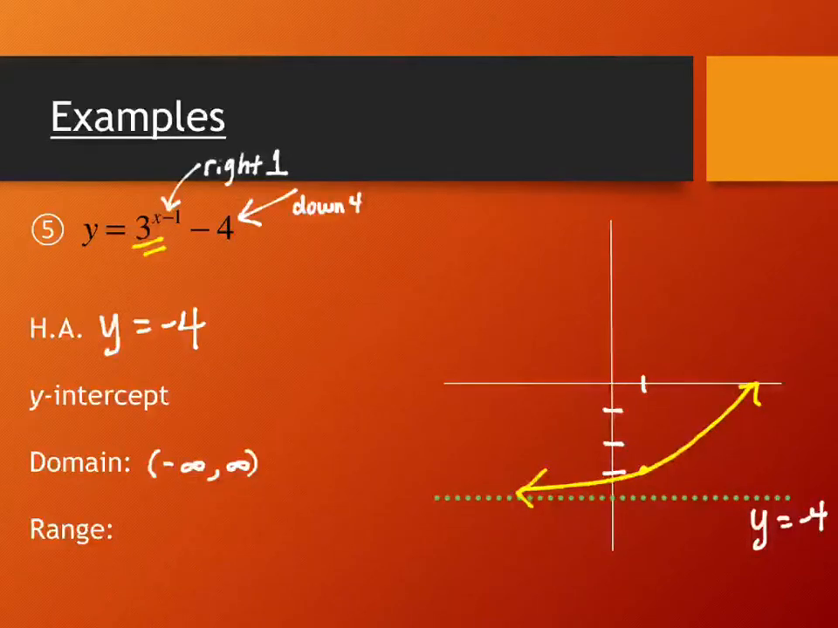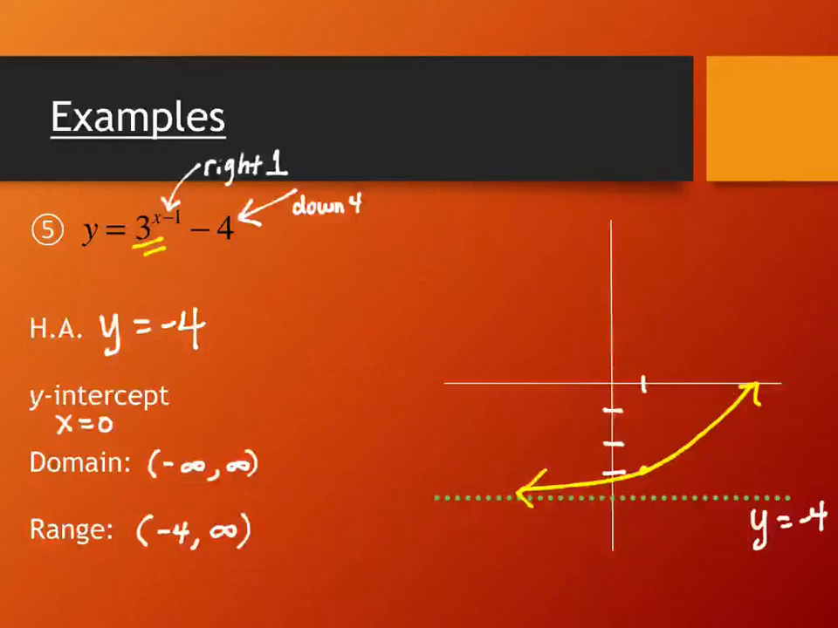However, the shift down will affect my range. What's my range? It's -4 to infinity now. All right, my y-intercept is when x is equal to 0, so we're going to have to find that now.